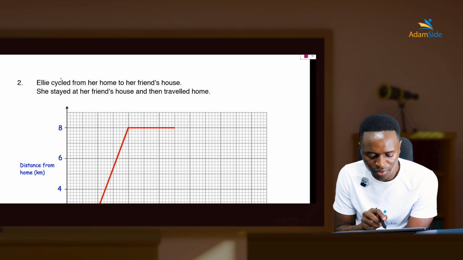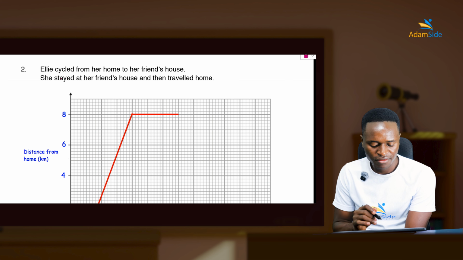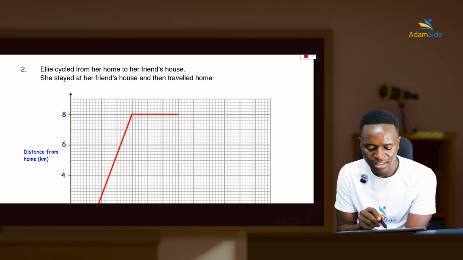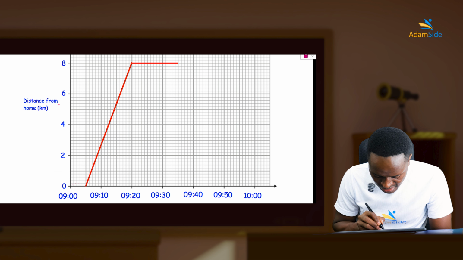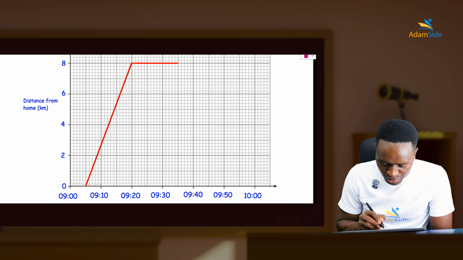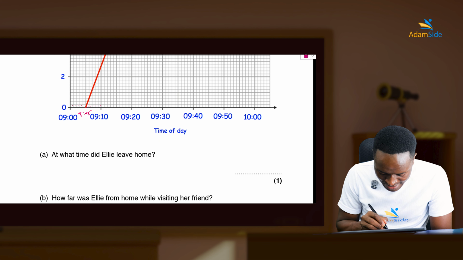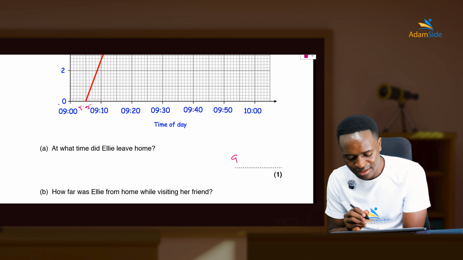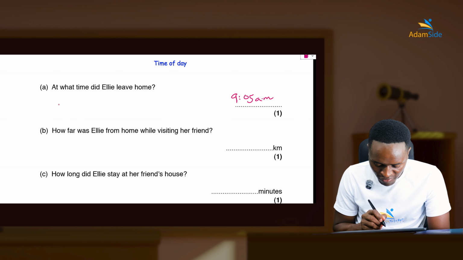Ellie cycled from her home to her friend's house. She stayed at her friend's house and then traveled home. At what time did Ellie leave home? So we need to get the scale. So the scale is 1, 2, 3, 4, 5, 6, 7, 8, 9, 10. So 10 small boxes represent 10 minutes. So she left home at 9:05. So 5 minutes past 9. Yes, correct.